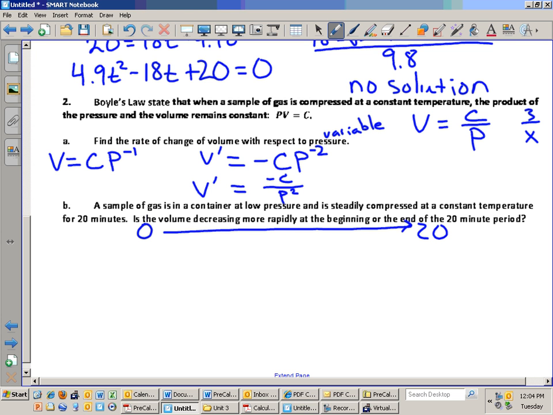I don't know how this works. I'm not necessarily a science guy, but what do you think is going to be happening if we're compressing it? Do you think the volume is going to get smaller more quickly right away, or when it gets all the way up to 20?